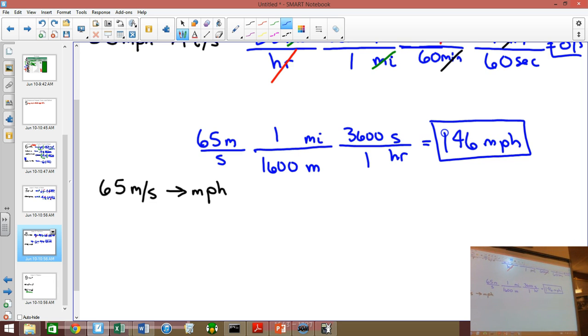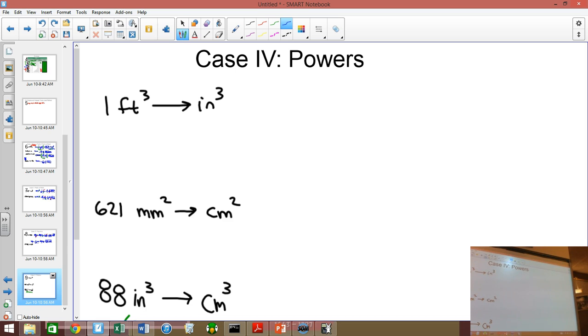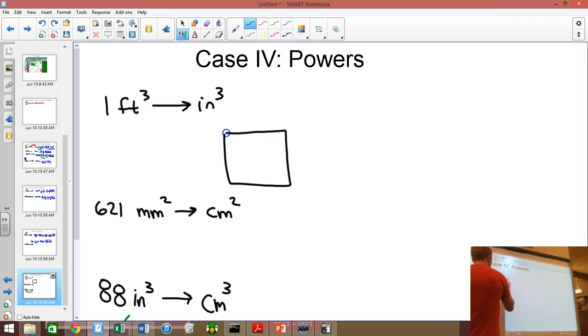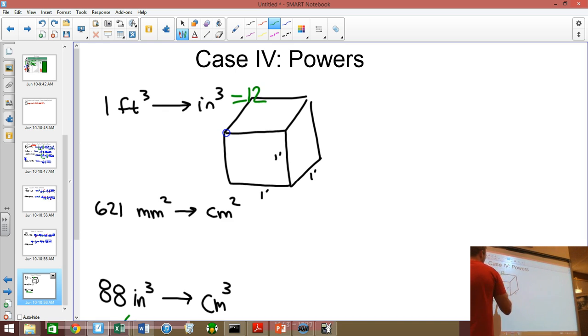Now the last case you're going to come up against is powers. Powers are a little bit trickier because I'll just show you this very first one. 1 cubic foot, change it into a cubic inch. And we all know that a cubic foot is something that's 1 foot by 1 foot, and it's 1 foot tall. But you know that there's 12. You might think that this 1 cubic foot into a cubic inch just equals 12. It's not the case. Because in every foot there's 1, 2, 3, 4, 5, 6, 7, 8, 9, 10, 11, 12. There's 12 inches.